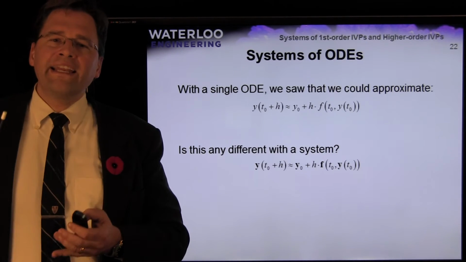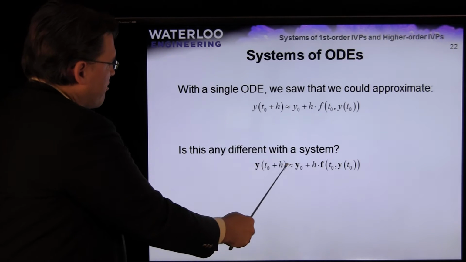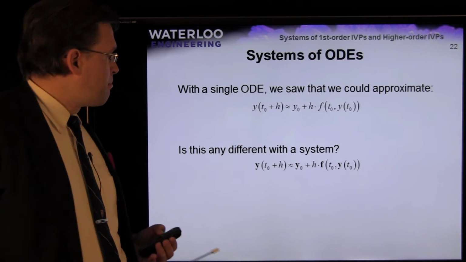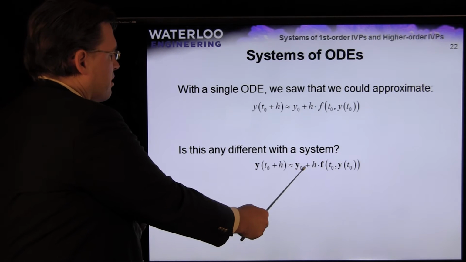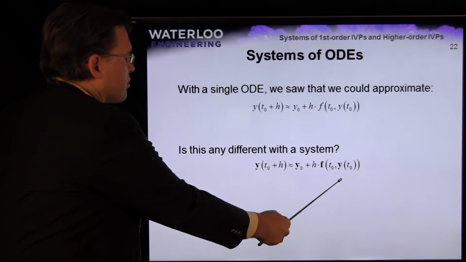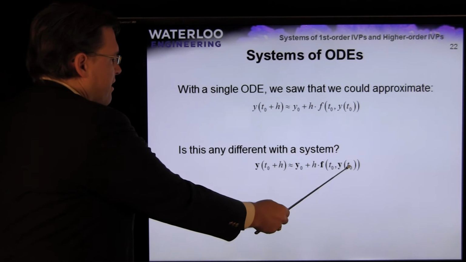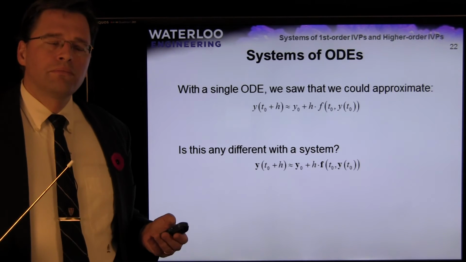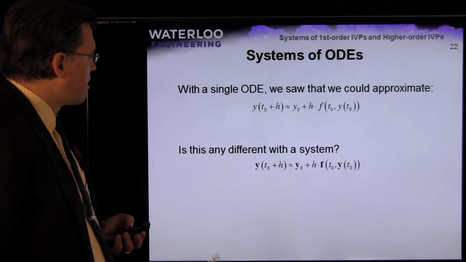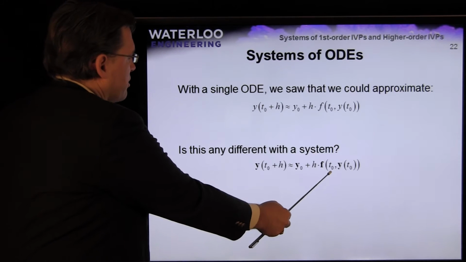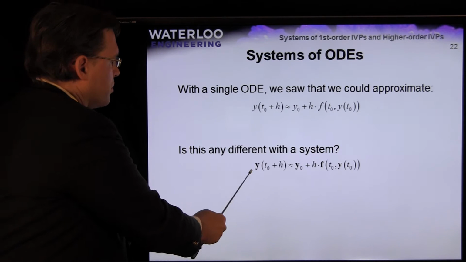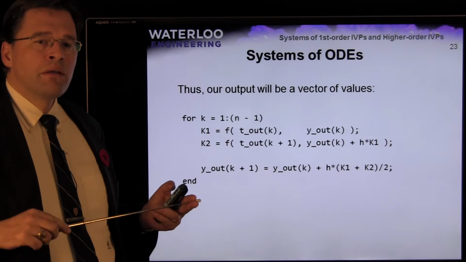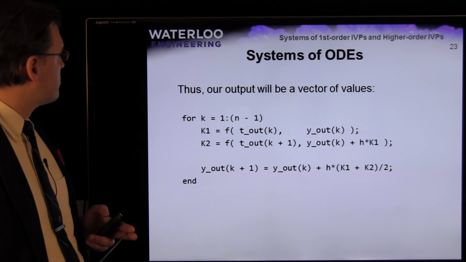Well, is it any different for this? What is the value of this vector in the future if it is anything but the value of the previous plus h times the vector of the slopes at that initial value, at t naught? So it looks a lot like a vector plus a scalar times a vector, which gives us the approximation at the next step. In fact, that's exactly what we're doing.